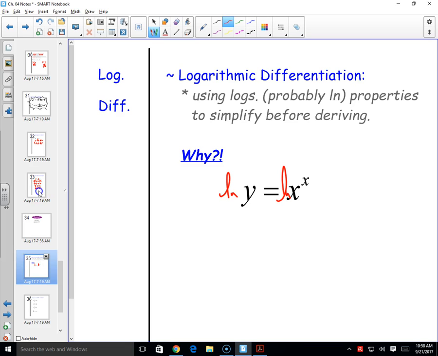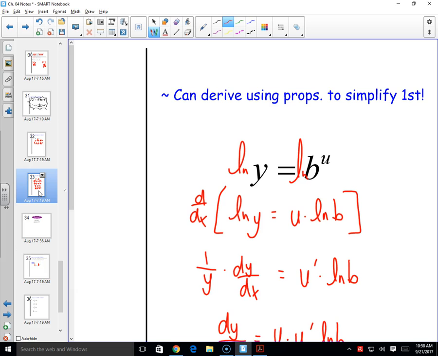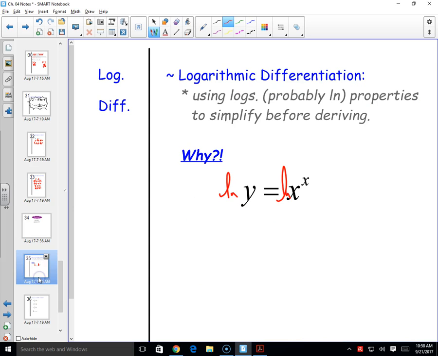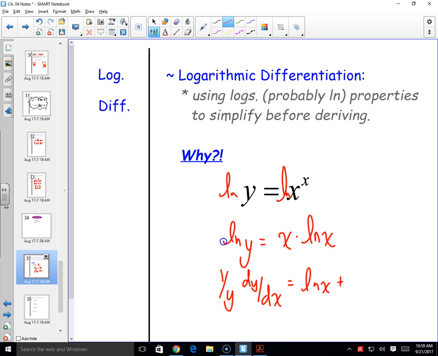But isn't that exactly what we just reviewed right here? We didn't have to here. We have to here, because we have no rule for a variable to a variable, for an f to a g. But we do have a rule for a product, right? So you can bring that x down, we can do the product rule, so we can have 1 over y dy dx equals second d first, which would be just ln of x, plus first d second, which is x over x, which is 1.